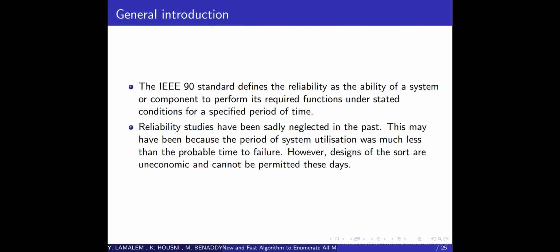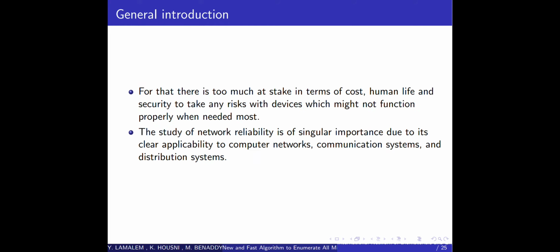The IEEE 90 standard defines reliability as the ability of a system or component to perform its required functions under stated conditions for a specific period of time. Reliability studies have been sadly neglected in the past. This might have been because the period of a system's utilization was much less than the probable time to failure. However, designs of this sort are uneconomic and cannot be permitted these days. There is so much at stake, in terms of cost, human life and security, to take any risk with devices which may not function properly when needed most.